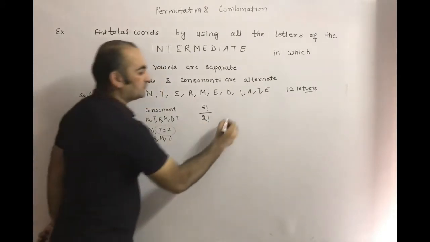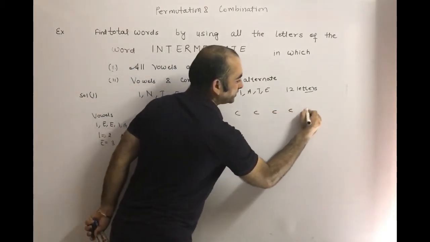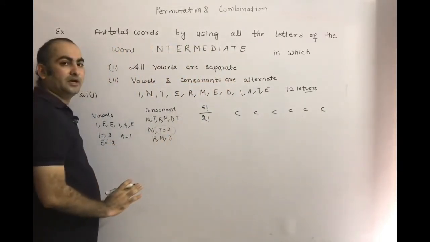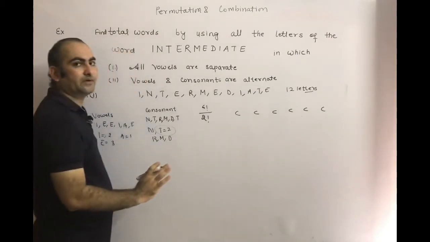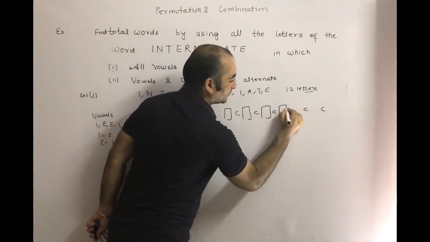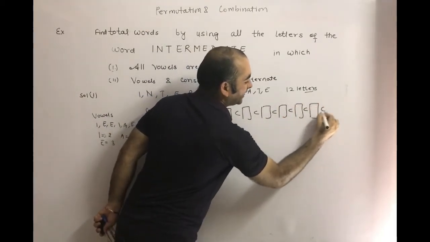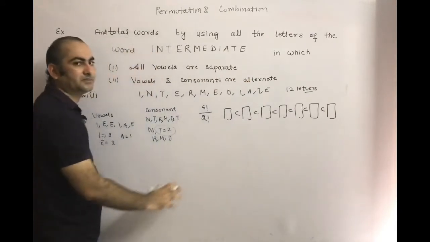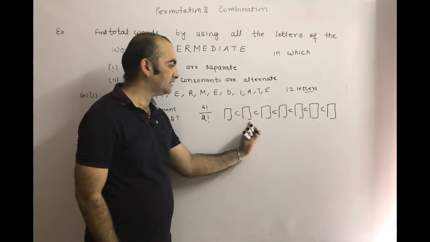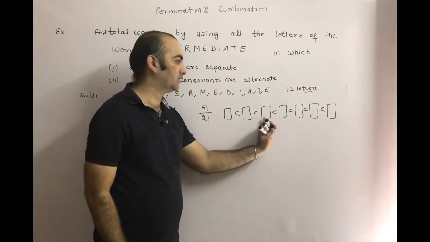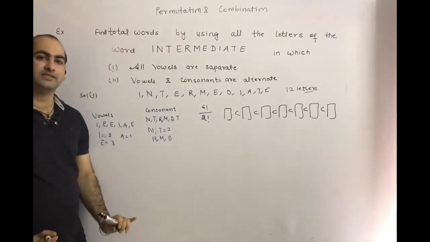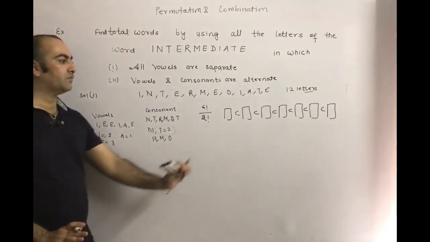Okay, so what will come? Consonant, consonant, consonant, consonant, consonant, consonant. So these 6 consonants can be arranged in 6 factorial divided by 2 factorial ways. Now between 6 consonants there are 7 gaps: 1, 2, 3, 4, 5, 6 and 7. Between every 2 gaps there is one consonant. So how many gaps are there? 7 gaps.